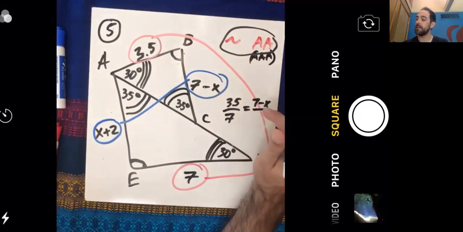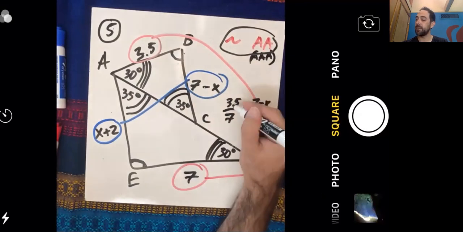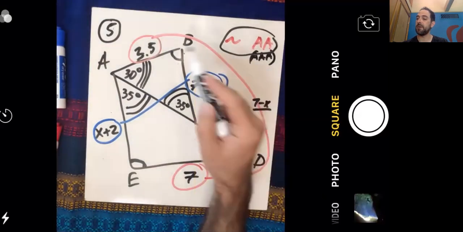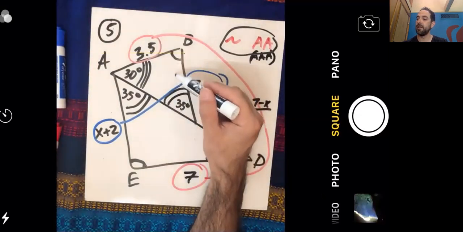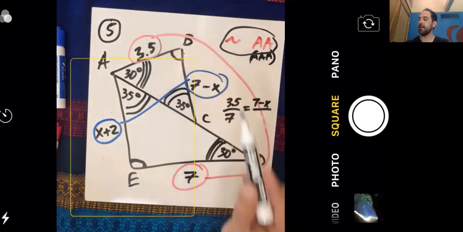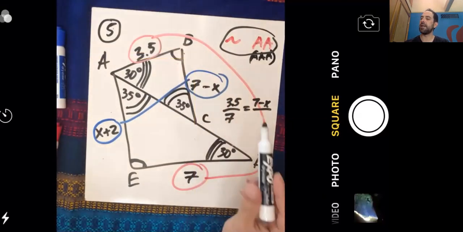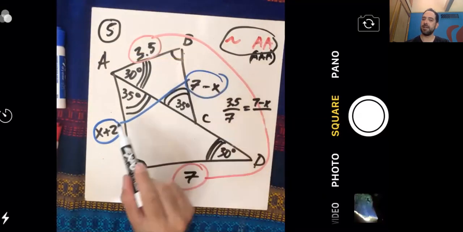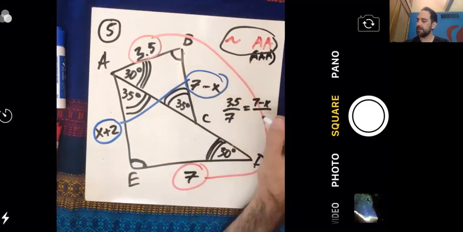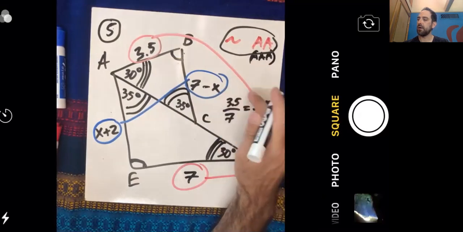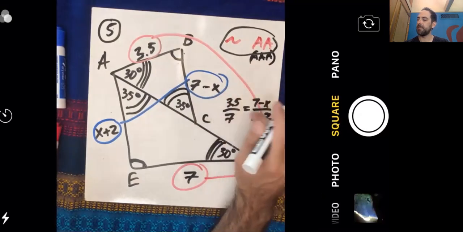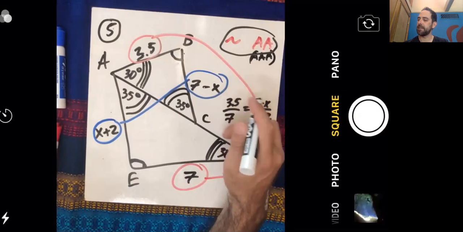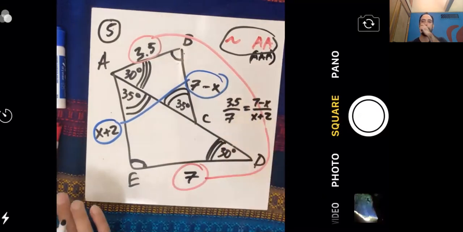So look, the reason I put 7 minus x on the top is because I put 3.5 on the top. 3.5 is a part of this triangle. So I'm doing the relationship between this side and this side in the same way that I set up this side and this side. So how do you know what goes on top? The values from the same triangle go on top, the values from the same triangle go on the bottom. Each ratio compares corresponding sides. We got to make sure we're solid with that.